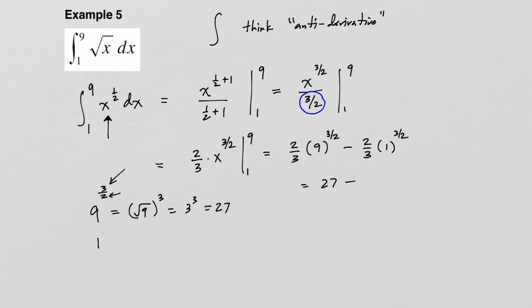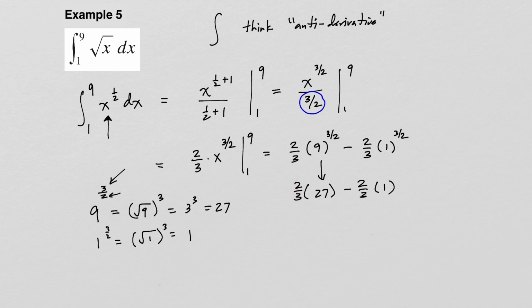minus, and then 1 to the 3/2 is just the square root of 1 to the third, which of course is just 1, right? So 1 to any power is always 1. So I've got the 27, and the 9 to the 3/2 is 27, but we still need to have the 2/3 there. And then minus 2/3 times 1 to the 3/2 is 1. And then we'll just do the math here.